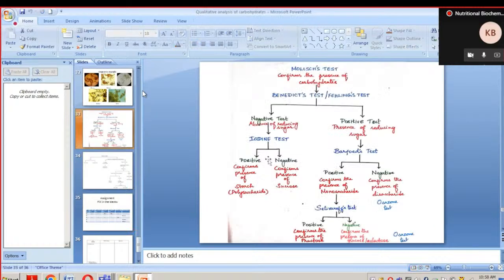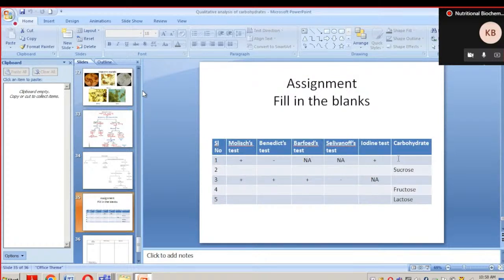Understand very clearly. Iodine test you do when Benedict's test is negative. Either it can be a starch or a sucrose. But how can you distinguish between a starch and sucrose? Do iodine test. That blue color you will get only for starch. If you don't get blue color, it is sucrose. Understood? So what is this carbohydrate here? Starch, ma'am. So please make a note of it. You have to fill this and submit for the assignment.